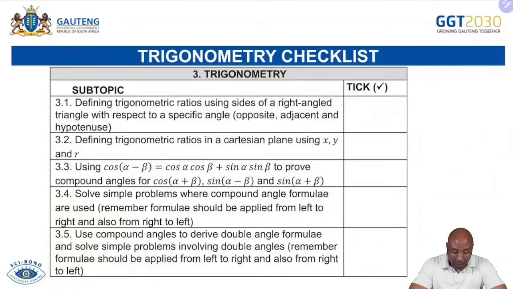We should be able to solve problems where compound angle formulae are used. Remember, you can use compound angle identities to expand or to simplify an expression. So we should be able to expand and also reverse them so that we have a simpler expression at the end. We use our compound angle identities to derive double angle formulae and solve simple problems involving double angles. Now we apply our formulae there.